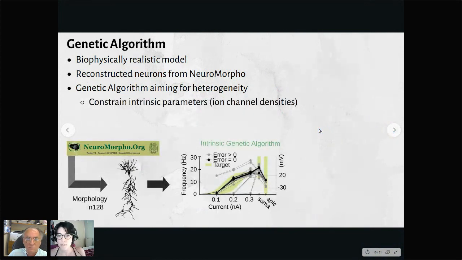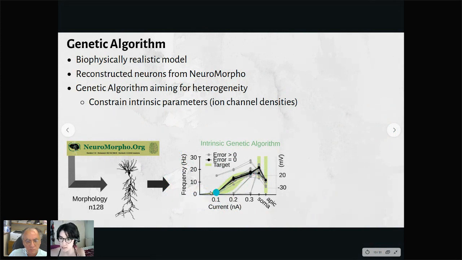Going into specifics, we used this genetic algorithm to constrain the intrinsic parameters, which were ion channel densities and axial resistance. The target function was an input-output curve that measures the spiking frequency given a certain current amplitude of current injection.